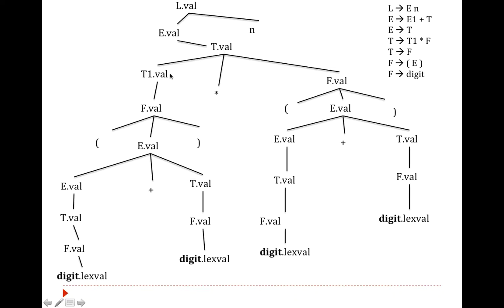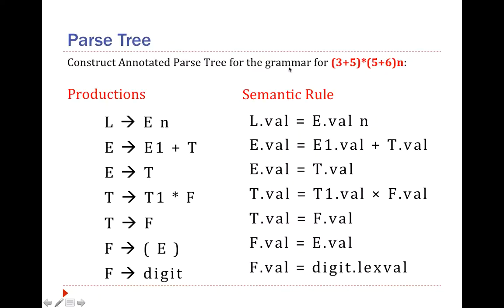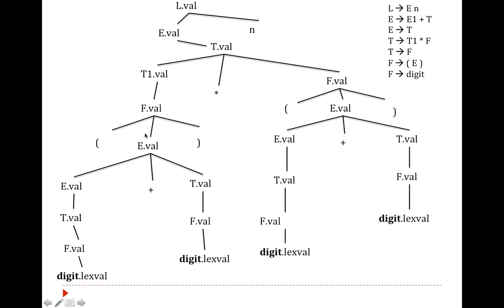Now T is replaced by T multiplied by F, then T is replaced by F, and finally F gives within brackets E. We need within brackets E, that is 3 plus 5, and then multiplication, and then once again within brackets E. To get within brackets and then this multiplication, and then finally E plus T and E plus T. So the first value is 3, which is passed on to its parent.